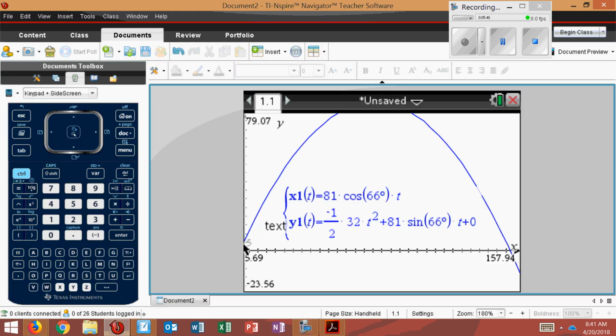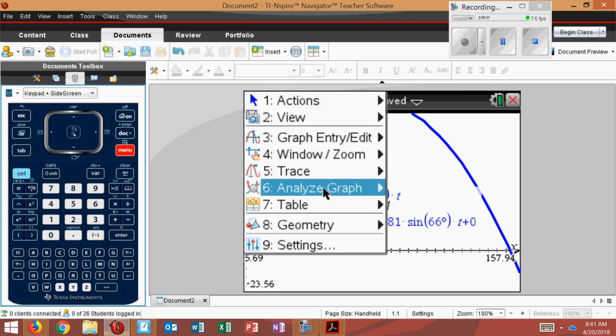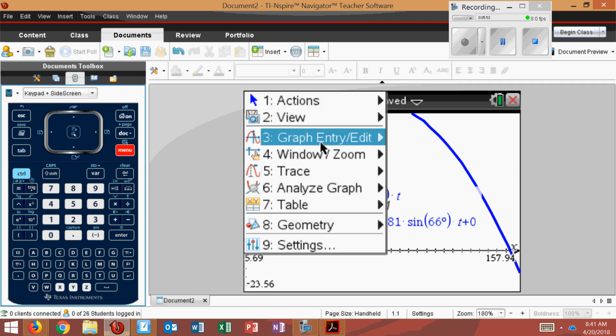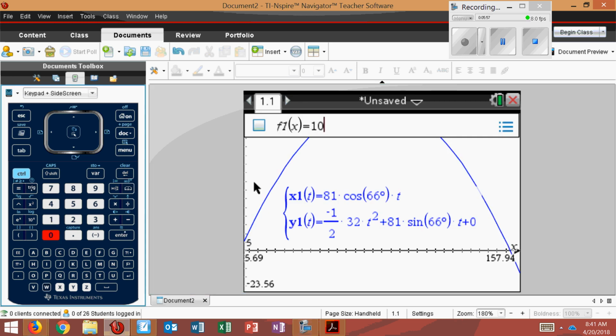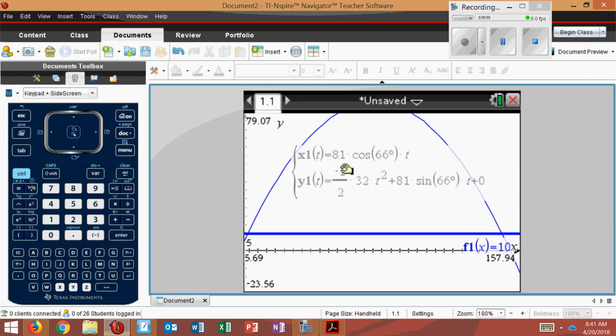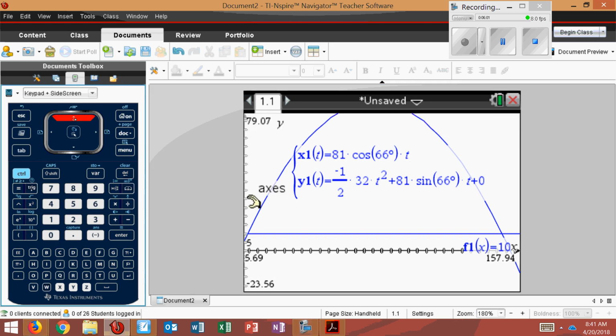That's what we want to know. To help us out, what you could add if you wanted to is you could go menu, graph entry, and I'm just in their normal function. I want to put 10 in. This will represent the height of the crossbar, and let me change the color on that.